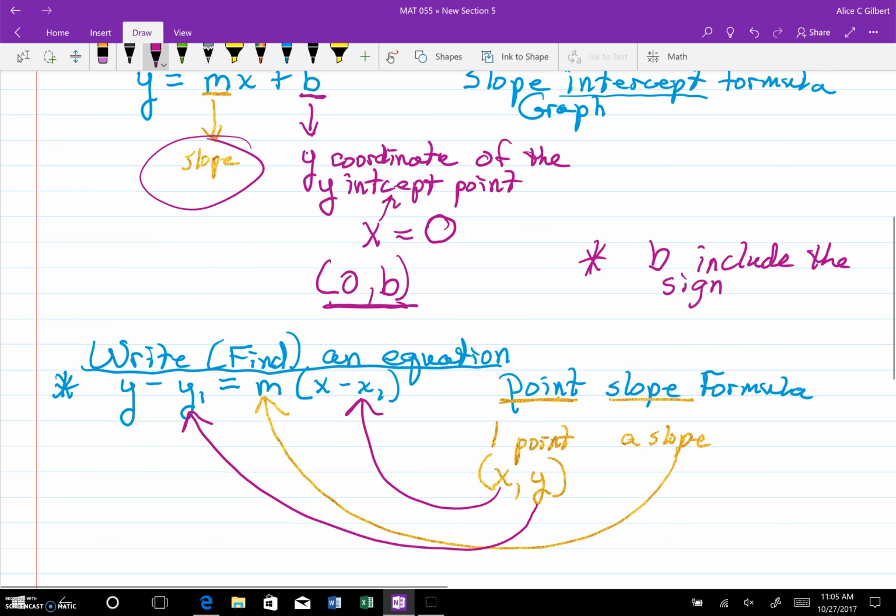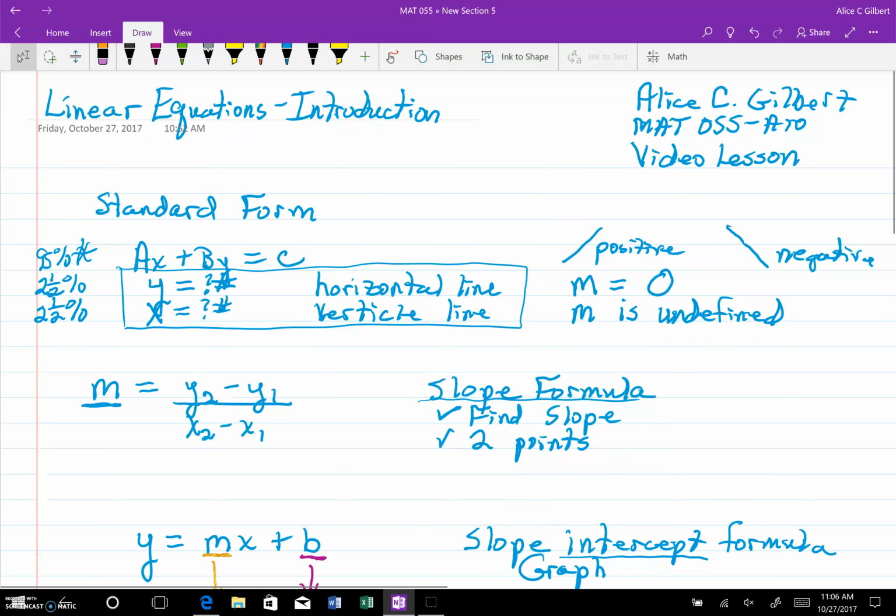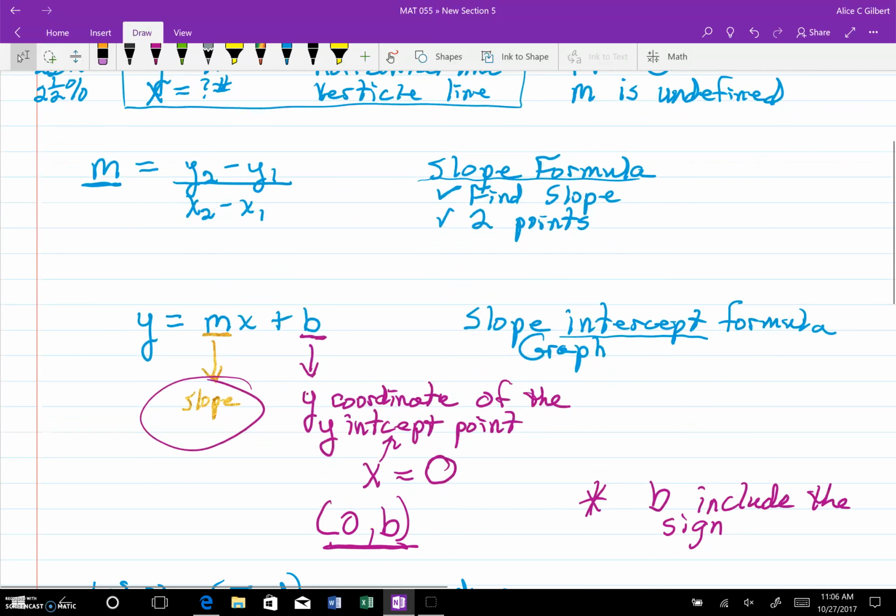So these are the things you need to know for linear equations. Standard form, ax plus by equals c. Positive or negative slope. Y equals some number is a horizontal line. Its slope would be m equals 0. X equals some number is a vertical line. M is undefined. It cannot equal undefined, it just is undefined.